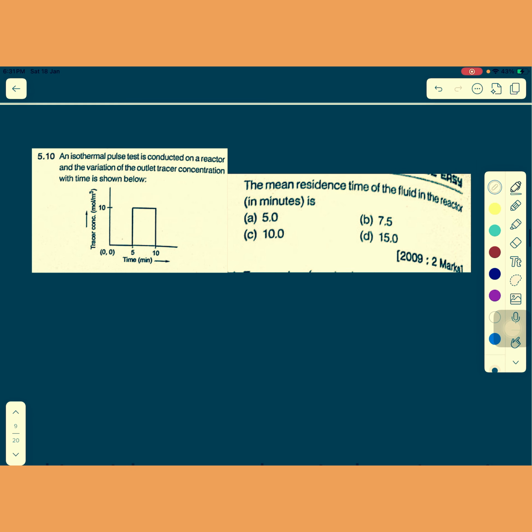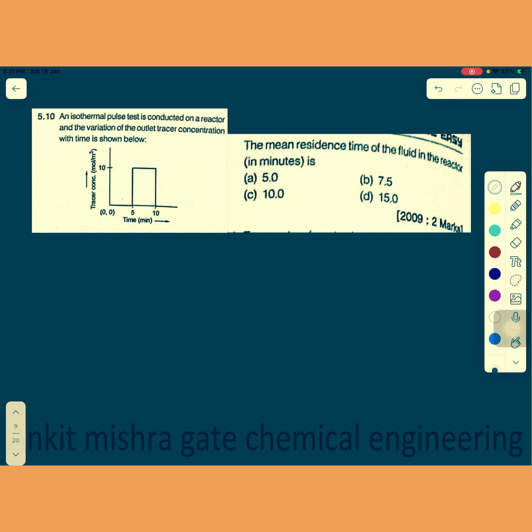Okay, after that I'll be moving towards the next question of today's discussion. This question is: an isothermal pulse tracer test is conducted on a reactor, and the variation of outlet tracer concentration with time is shown in the figure. Here you can see the variation in the outlet concentration of the tracer is given to you. This one is the tracer concentration, let's say in mole per meter cube, and this one is the time in minute.